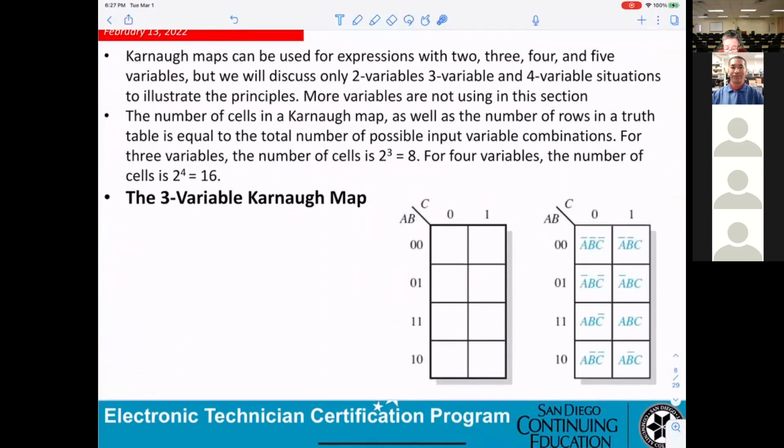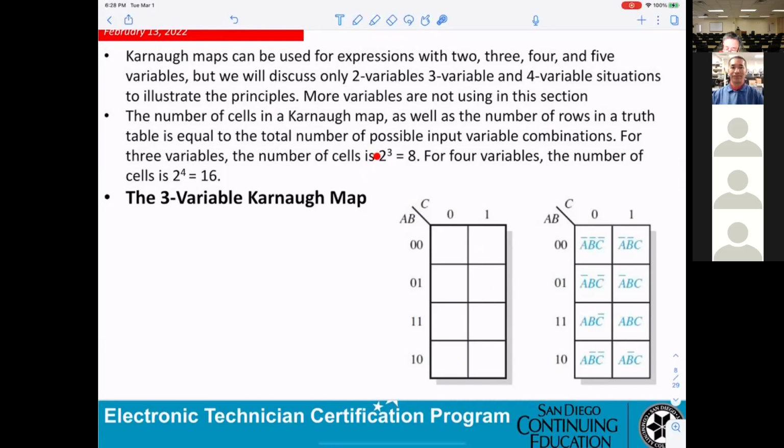Now, K-maps can be used for expressions with 2, 3, 4, and 5 variables, but we only discuss 2, 3, and 4, not 5. Okay? The number of cells in the K-map, as well as the number of rows in the truth table, is equal to the total number of possible input variable combinations. For 3 variables, the number of cells is 2 power 3, which is 8. You can see 1, 2, 3, 4, 5, 6, 7, 8. 8 cells.